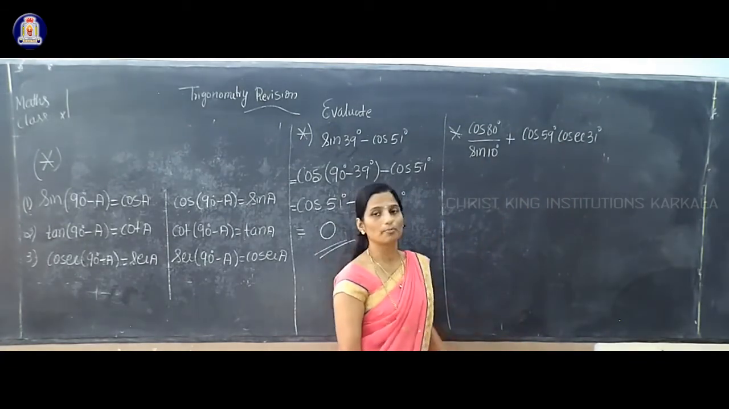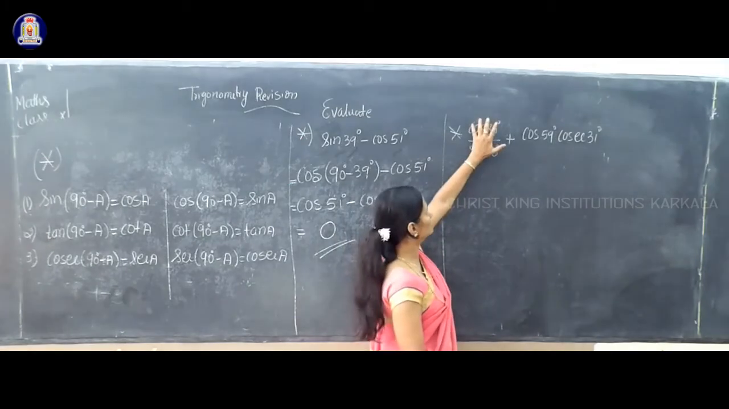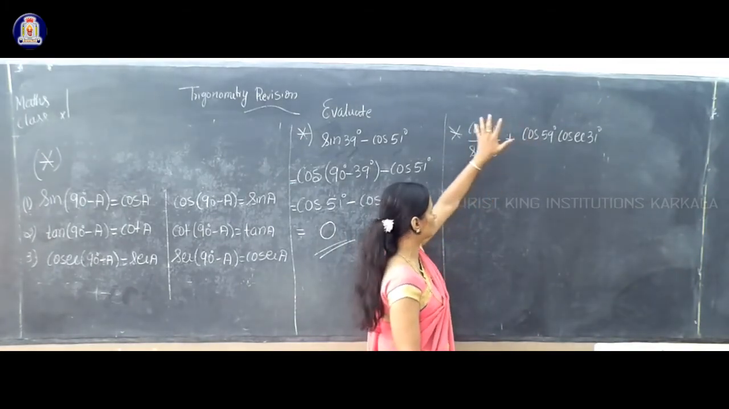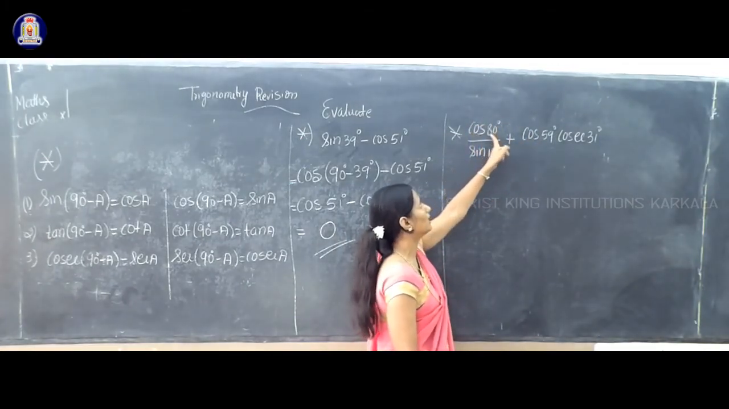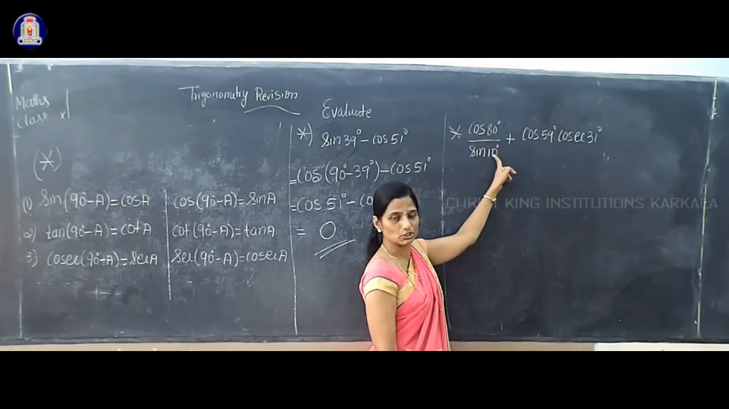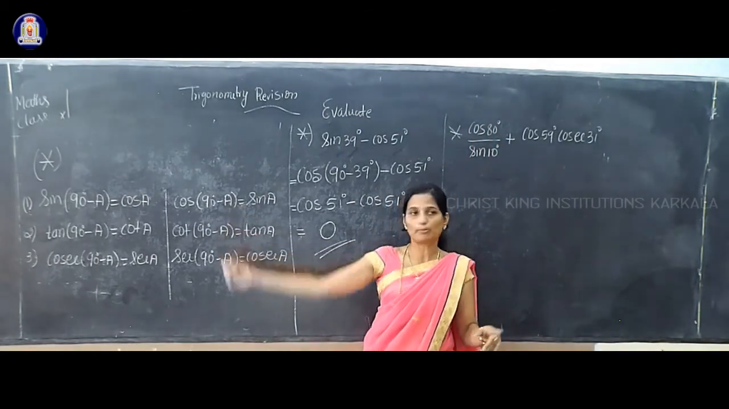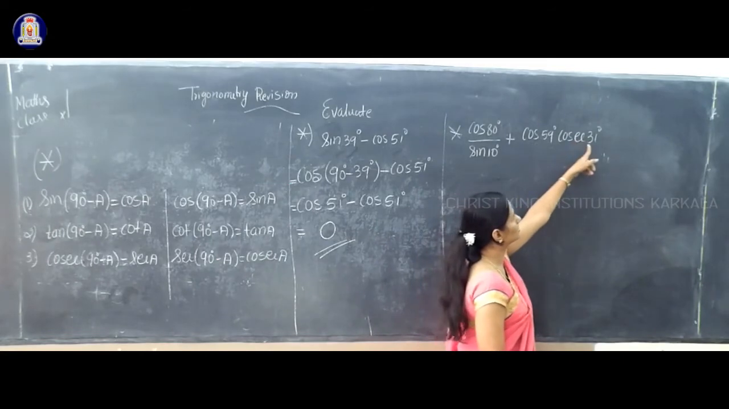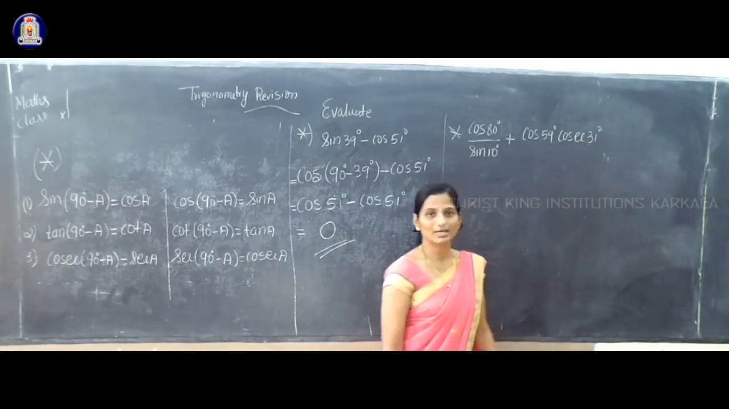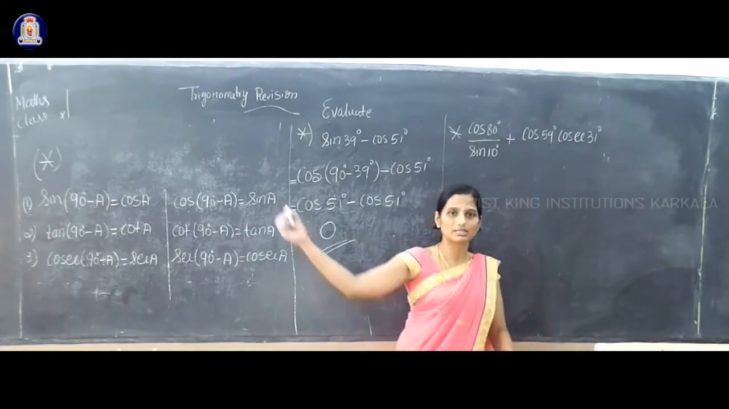So now next is complementary angle. So this is one term, that is the second term. So for the first one, see the complementary angle. 80 plus 10 is 90. So for complementary angles you can use the formula. Next, 59 plus 31, again it is 90 degrees. So you can use that formula.